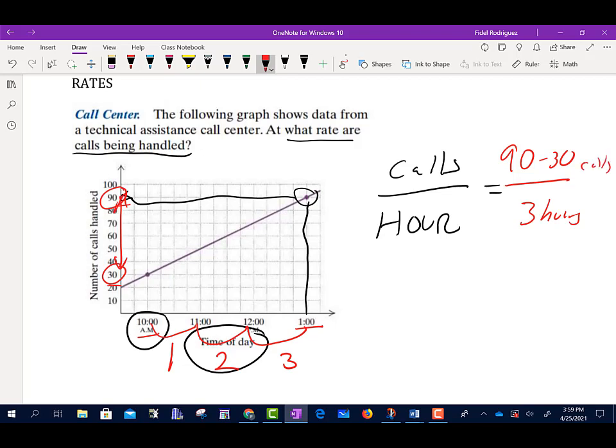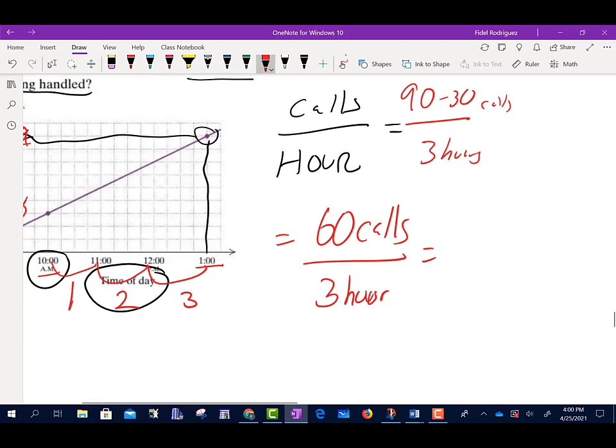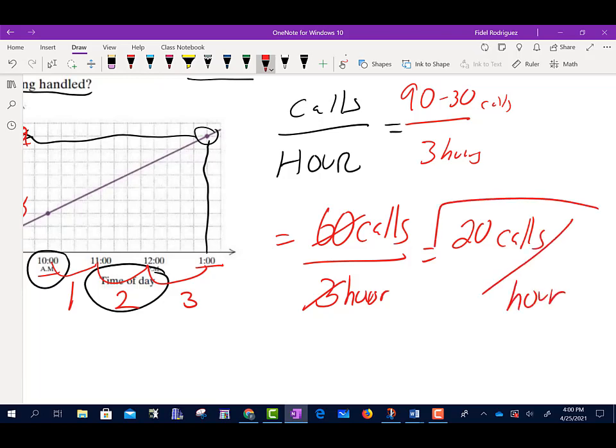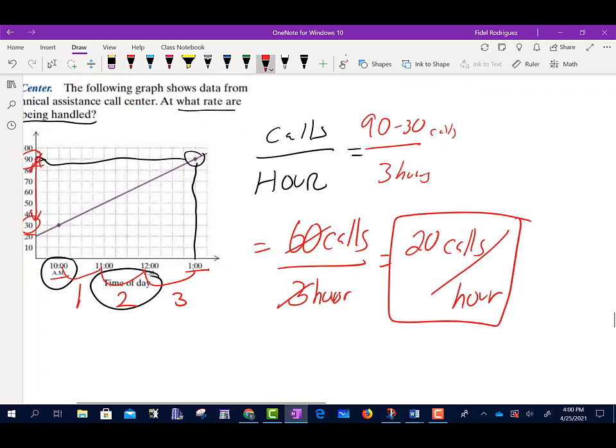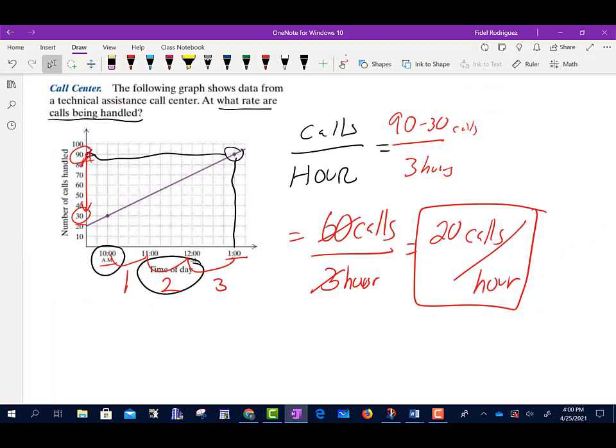These are calls, okay? So 90 minus 30, that would be 60 calls that were made in a 3-hour period. So if I divide those numbers out, 3 goes into 60, this is 20 calls every hour, okay? And we were able to find our rate, and this, in essence, y'all, this is how we find the slope of a line. We've just applied it to an actual kind of word problem, okay?